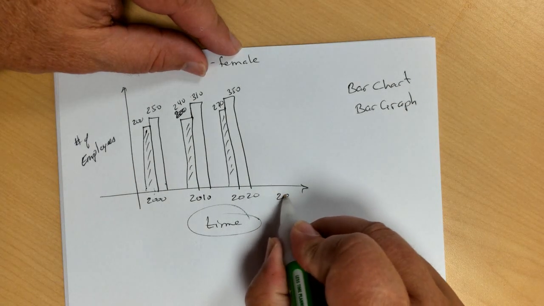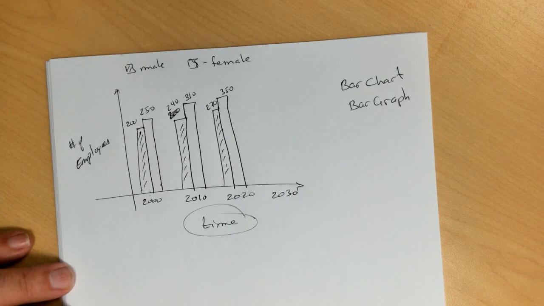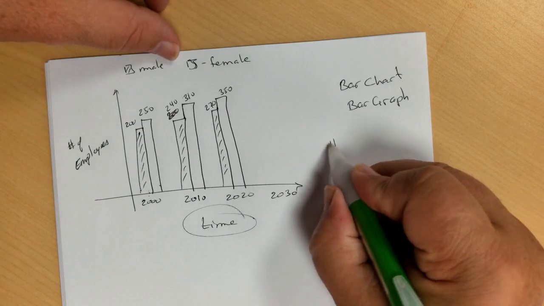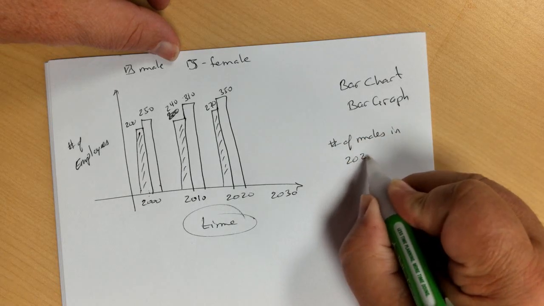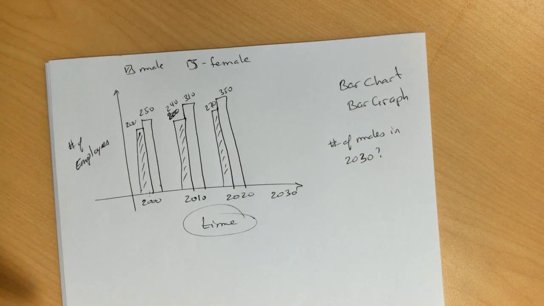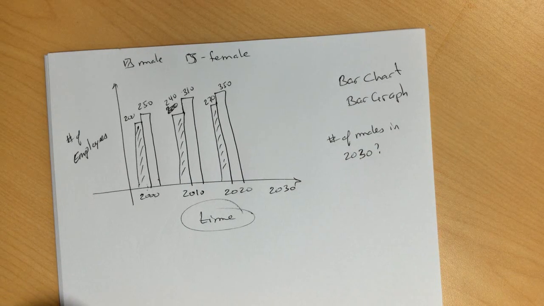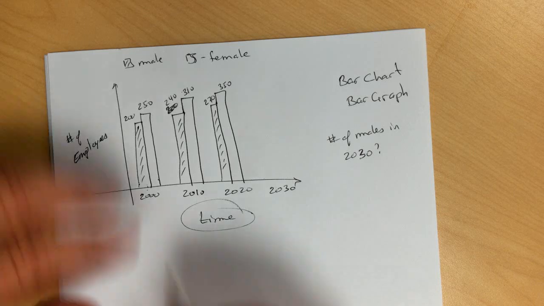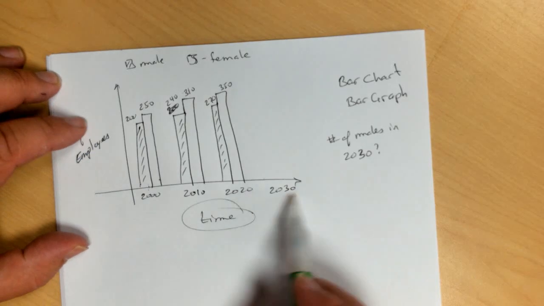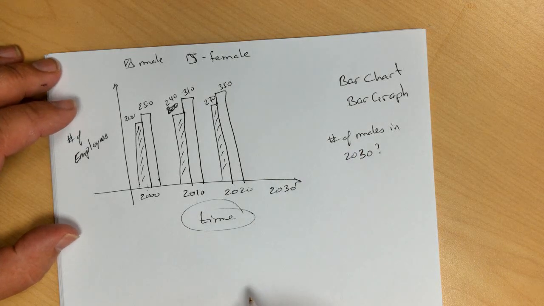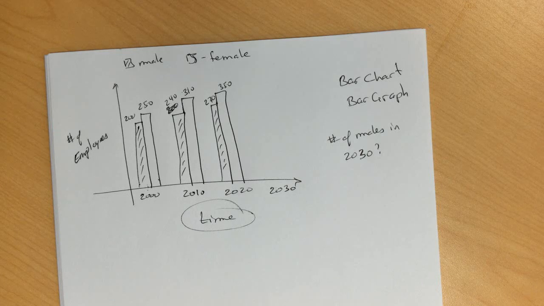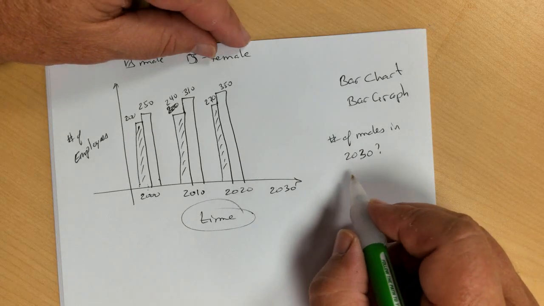I want to know, with this information, number of males in 2030. How would you find this information? You have the bar charts, you have the values, you know the time. You can make future predictions of this by looking at what happened in the past. How do we do that?